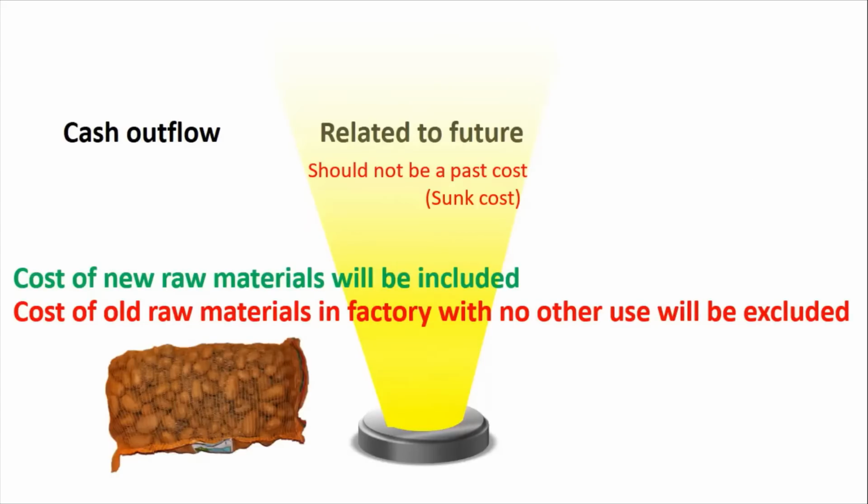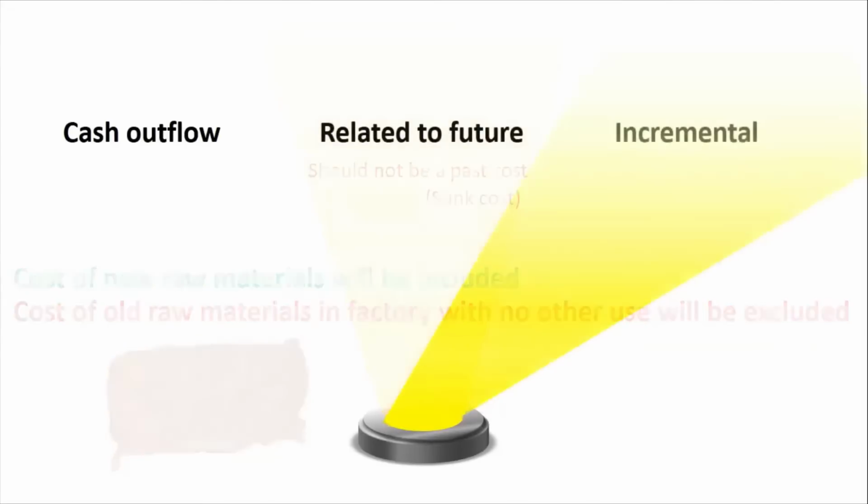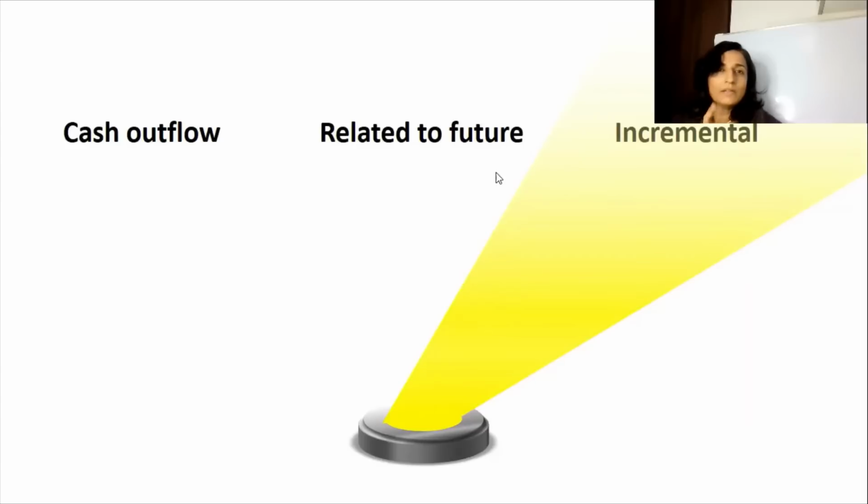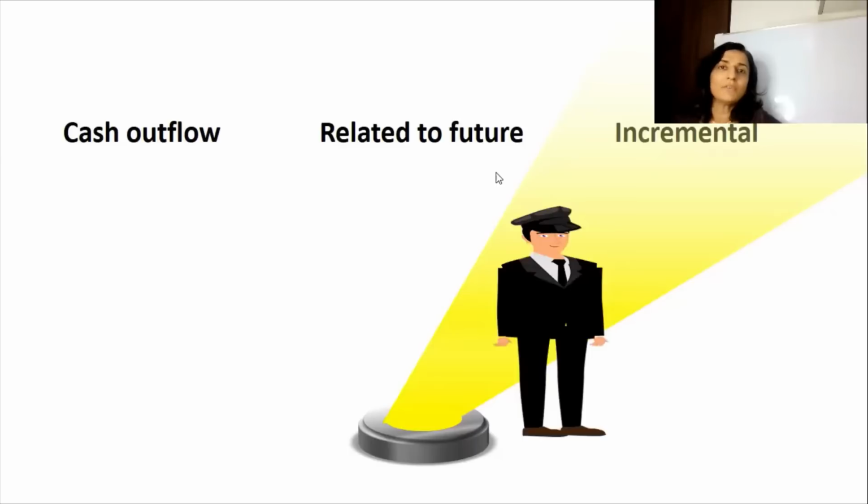Now the third and the last feature of relevant cost is it should be incremental. Incremental. What do you mean by incremental? Incremental means additional. To make you understand better, I will give an example. Suppose you have a driver. Okay, you already have a driver and you are planning to use the services of this existing driver for the new business that you are going to start. That is a cutlet business. So he will be in charge of the delivery. And you're not going to increase his salary.